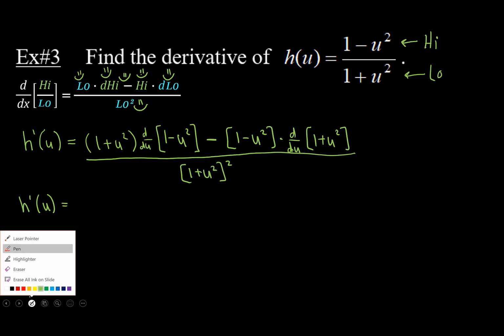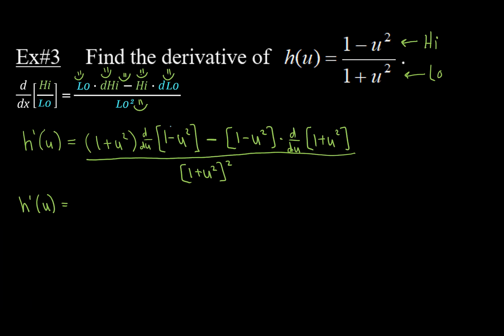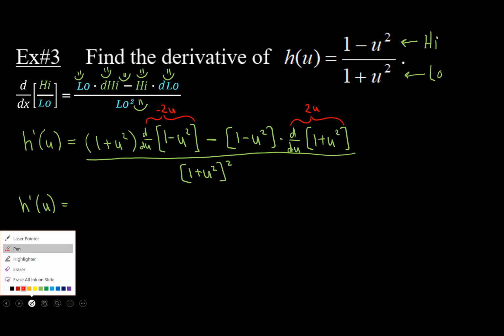All right, I'm just going to take the derivatives here real quick. This derivative of 1 minus u squared, the 2 comes down, multiplies by the negative. So this derivative right here becomes negative 2u. And then this derivative right here becomes 2u. Because remember, the derivative of 1 is just, those are constants. That's just going to end up as 0.